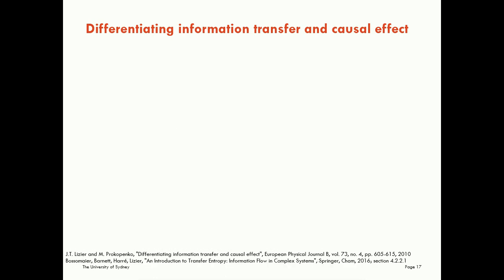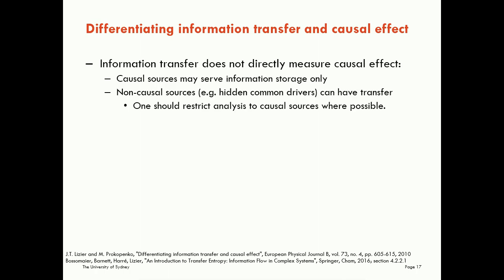To take that further, both concepts are giving useful information, just to different questions. So importantly, we need to understand that information transfer does not directly measure causal effect. Causal sources can serve information storage only, and that's particularly the case if we've got feedback loops in our system. So the sources there may be serving information storage only, even though they're between different variables.